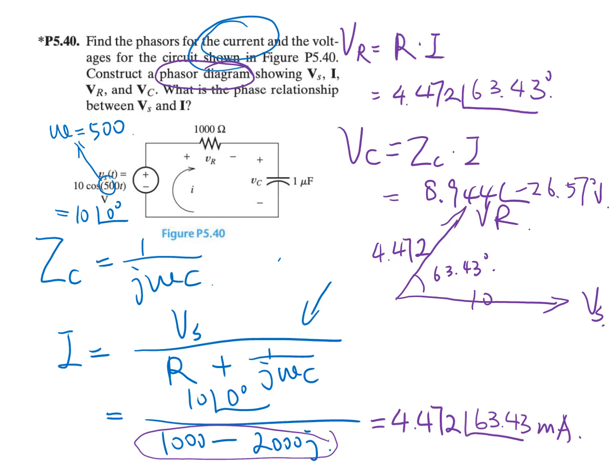And similarly, I is also here. Because here is a milliamp, so milli times 1000, we get a voltage of 4.472. So actually here the current is much smaller, but in the same direction. So I is here. And lastly, we need to draw VC. VC has an angle of negative 26.57 degrees, and VC is here. The length is 8.944.